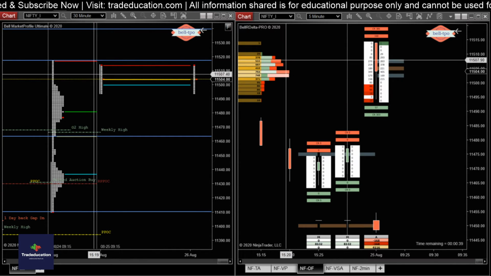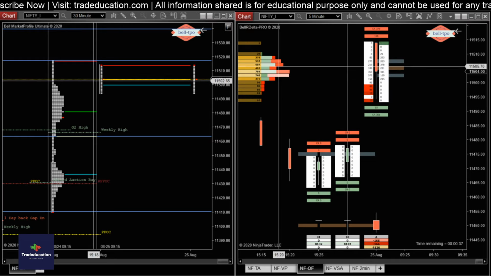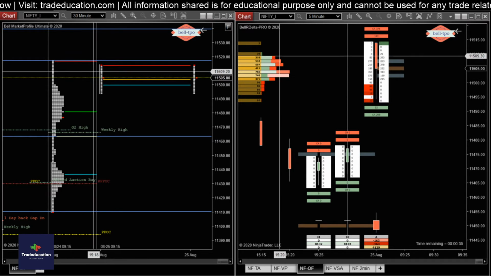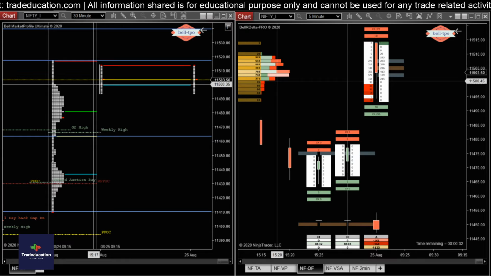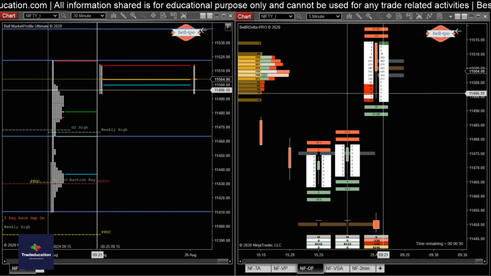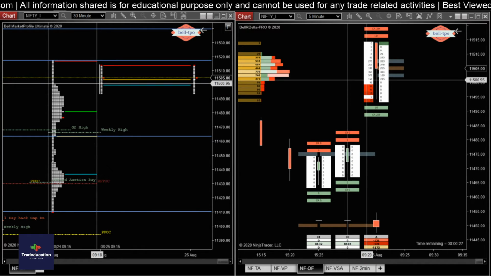And here maximum selling pressure has stepped in. This entire zone is where maximum sellers are stepping in, and this is where the selling is. If you see, there are stacked sellers, momentum sellers.